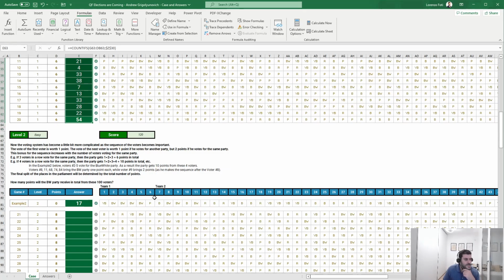Then the voting system has become a little bit more complicated. The vote of the first voter is worth 1 point. The vote of the next voter is worth 1 point if he votes for another party, but 2 points if he votes for the same party. Its bonus for the sequence increases with the number of voters: three voters, 1 plus 2 plus 3. How many points will the BW party receive?